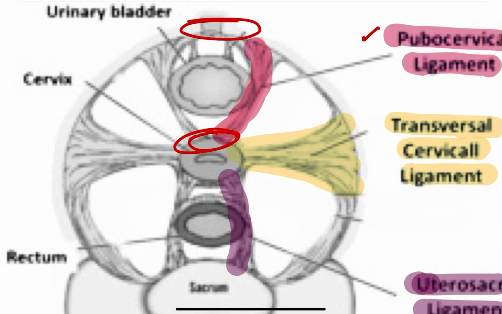So the first ligament is over. The second ligament is the ligament which is present transversely, right? The ligament which is present transversely around the cervix is called the transverse cervical ligament.